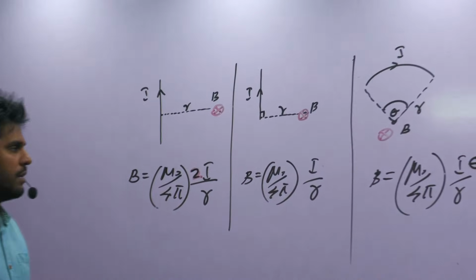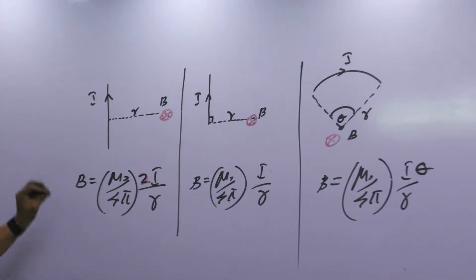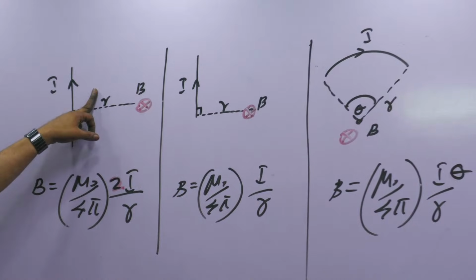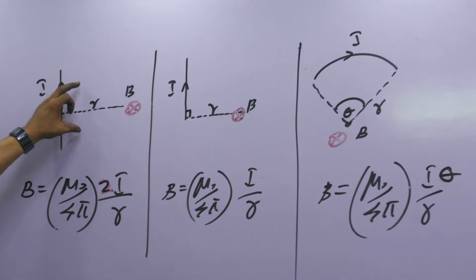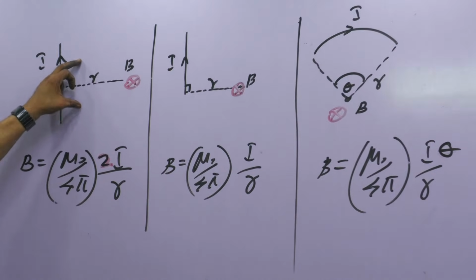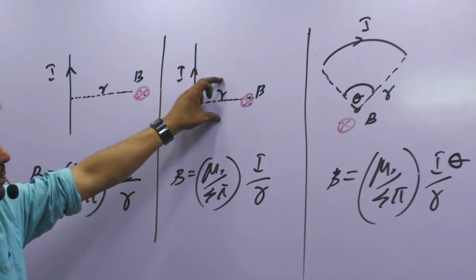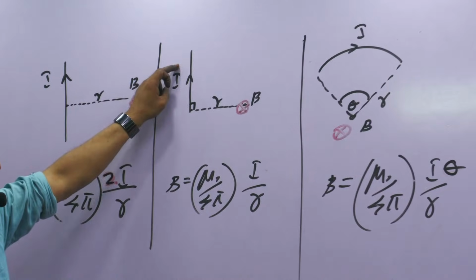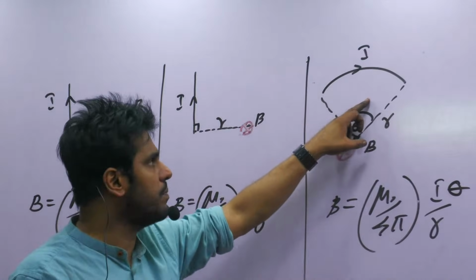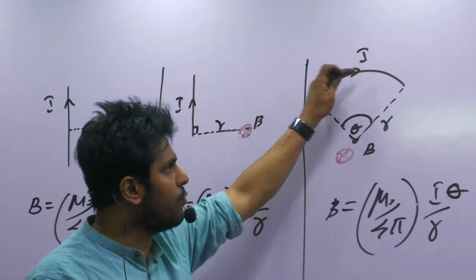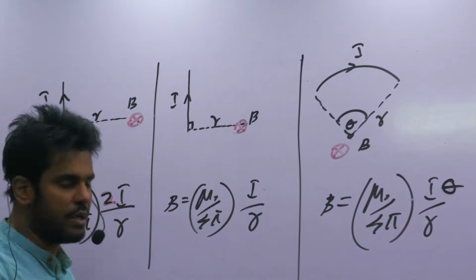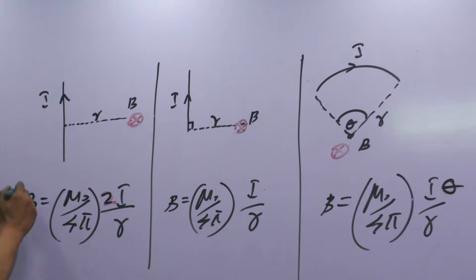Right. Now everyone take the note. Write in the first diagram, when the current exists both sides from the necessary point. In the second diagram, when the current exists one side from the necessary point. In the third diagram, when the wire is bent. Then write the three equations and highlight them.